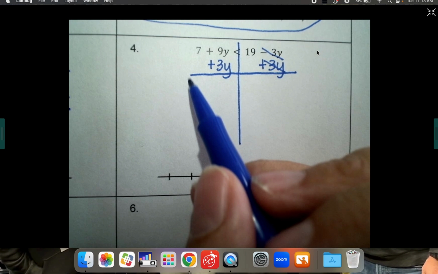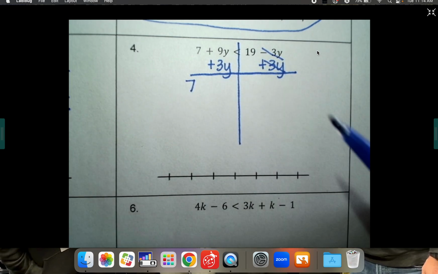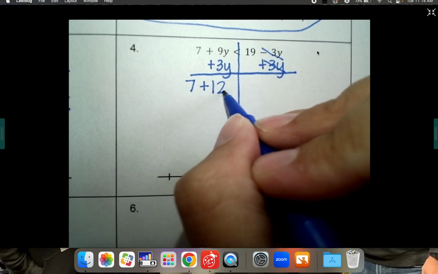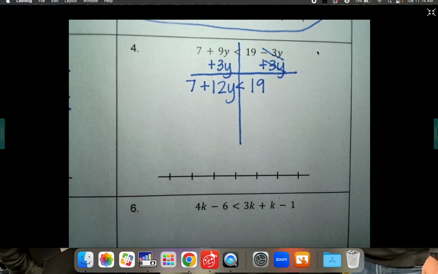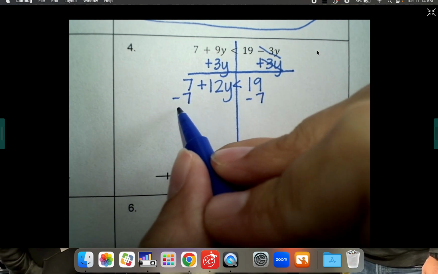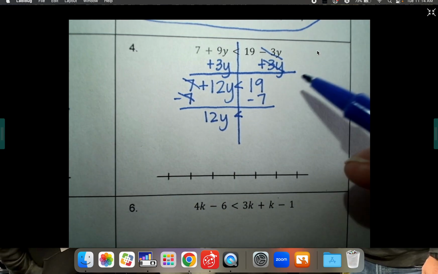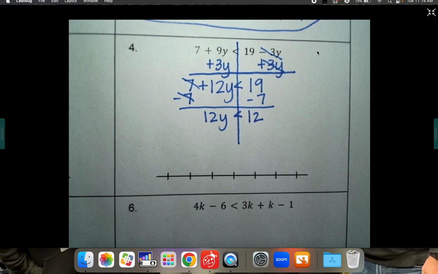So I'm going to bring down the 7, and then I'm going to add 9y plus 3y. 9y plus 3y is 12y. That's positive, so put a plus. Bring down your symbol. Bring down your 19. All right, next step would be get rid of the 7. We're going to subtract 7 on both sides. Bring down your 12y. Bring down your symbol. 19 minus 7 is 12.